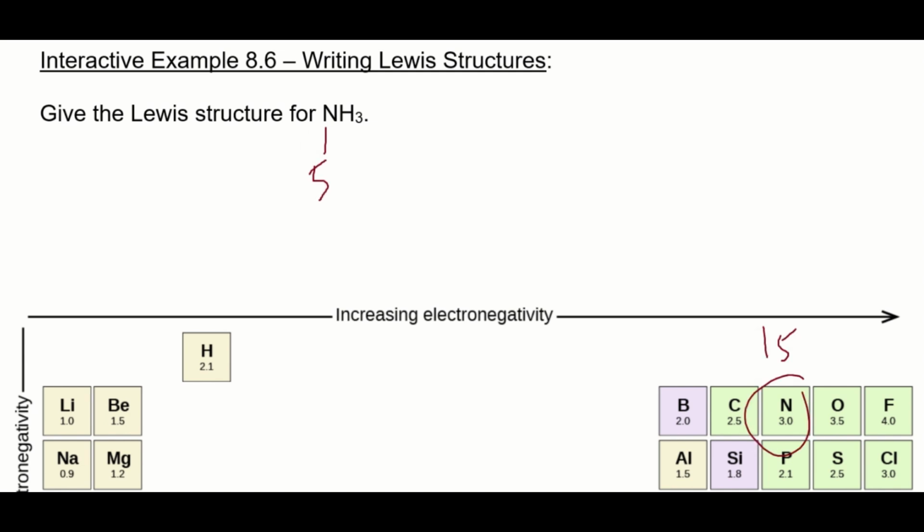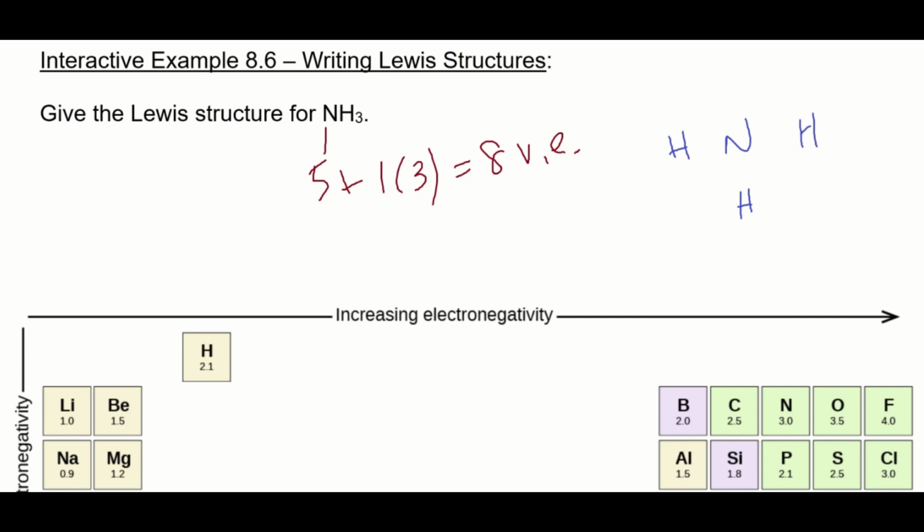Nitrogen is group 15. That last digit of the group number tells you the number of valence electrons. Each of these hydrogens brings in 1 valence electron. There are 3 of them, so that gives you a total of 8 valence electrons to work with. Hydrogen is less electronegative, but it does not go in the center because it can only make 1 bond. So we'll put nitrogen in the center and put the 3 hydrogens around it.